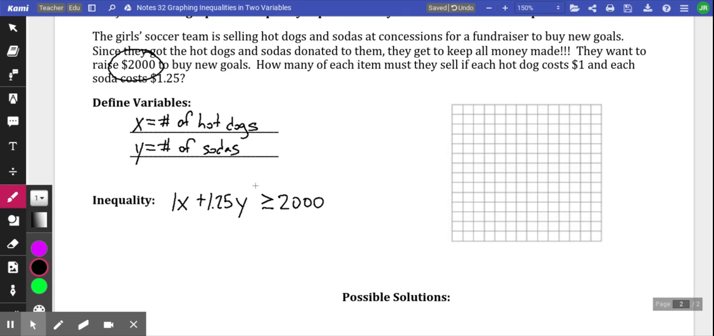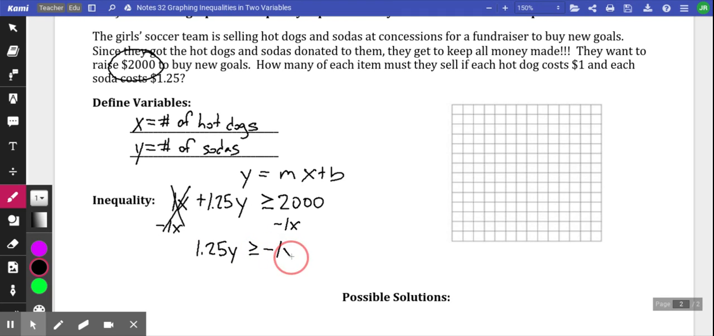So what we're going to do with this is get a graph that's going to represent our possible solutions. Since we're going to be graphing when we have both x and y, that means we need to put this in the form of y equals mx plus b. So first thing that we need to do to get y by itself is move this 1x over to the other side. So we're going to minus 1x on both sides, and that's going to leave us with 1.25y is greater than or equal to negative 1x, and I'm going to bump the positive 2,000 to the end.